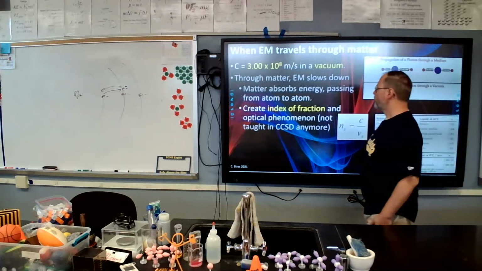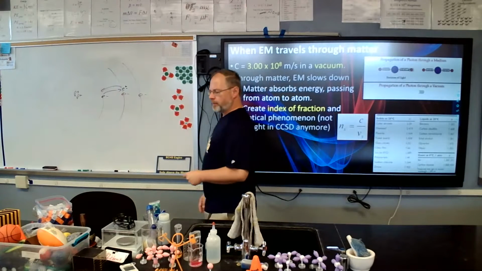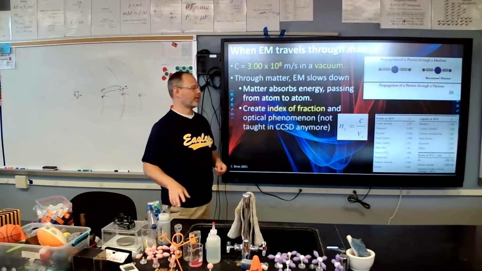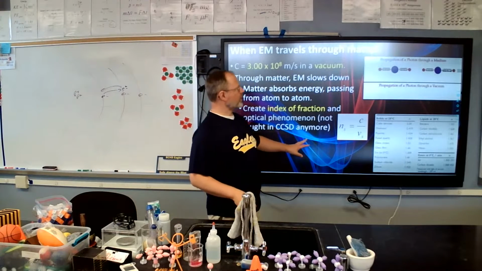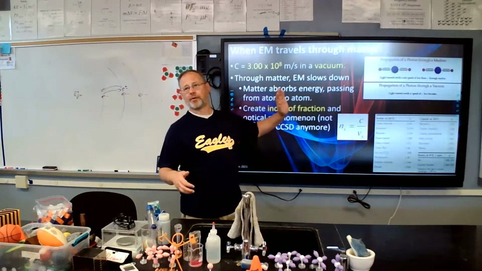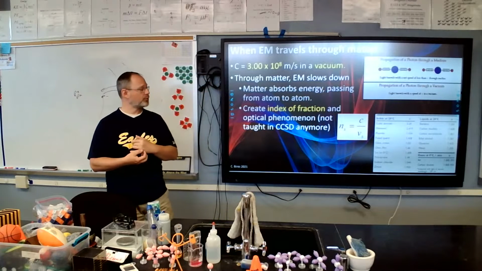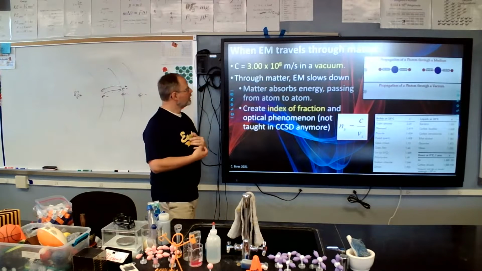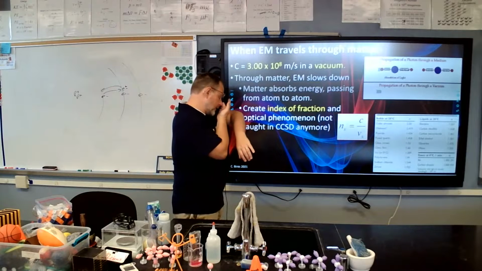Okay, so we're going to talk briefly about what happens when light slows down. But again, index of refraction, what it actually does is the realm of optics, which for some reason was removed from our curriculum. So it's an optional topic, and we probably aren't going to get to it.